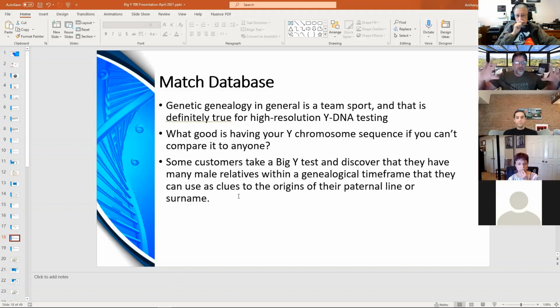Remember, the tree isn't growing equally, and so, like I mentioned last presentation, your experience with the big Y test is going to depend a lot on the team. How many other people have taken the test? Do you have ancient DNA available, like that Clovis, right? Kennewick man, things like that, if you're a Native American, right?